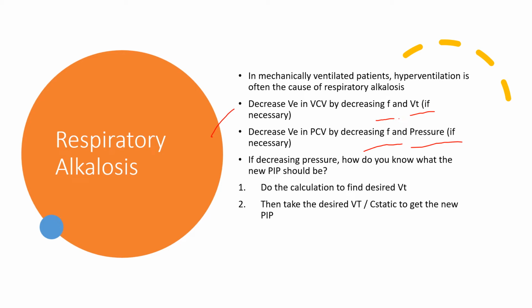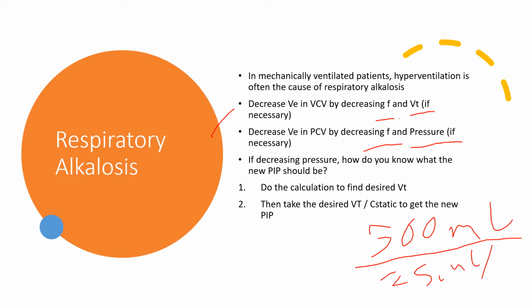Then we're going to take our desired tidal volume and divide it over your static compliance. So tidal volume, do it in mL. Let's say it's 500 mLs, and you divide it over your static compliance, let's say 25 mLs per centimeter H2O. When you divide, that gives you the new PIP that you would change it to.